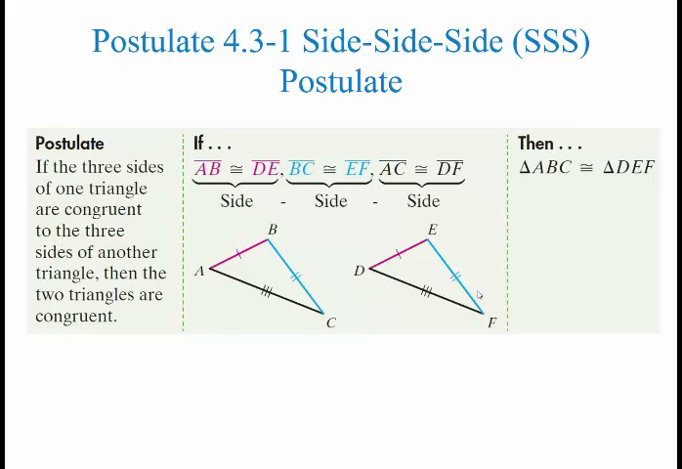Postulate 4.3-1, the side, side, side postulate. It just says this: if three sides of one triangle are congruent to three sides of another triangle, then the two triangles must be congruent. So if you have these two triangles here, triangle ABC and triangle DEF, we see that this side is congruent to this side, this side to this side, and this side to this side. What I mean is not that all three sides are the same length, but that the corresponding sides of the two triangles are congruent. Then we are able to say triangle ABC is congruent to triangle DEF.